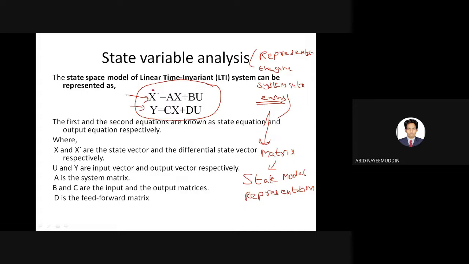Here, x dot is equal to Ax plus Bu and y is equal to Cx plus Du. So what is x or x dot? X means a variable. If you are working with electrical engineering, it may be voltage or current, as I told you already. And what is x dot? X dot means dx by dt, so either it will be dv by dt or di by dt.